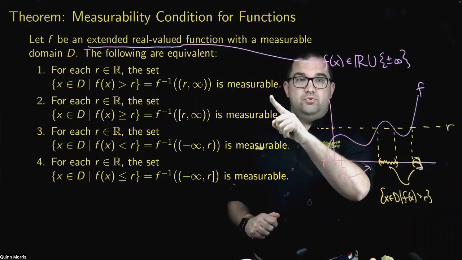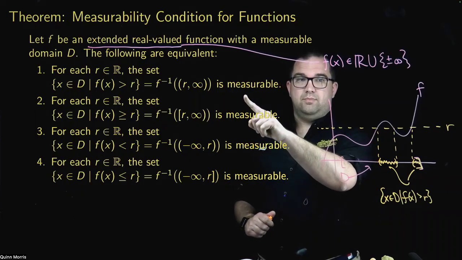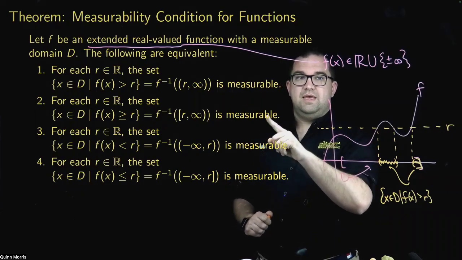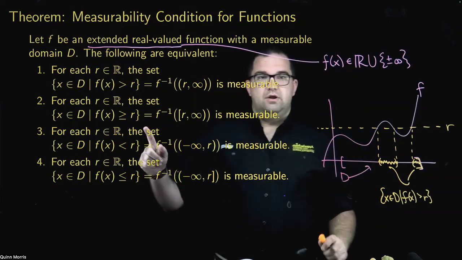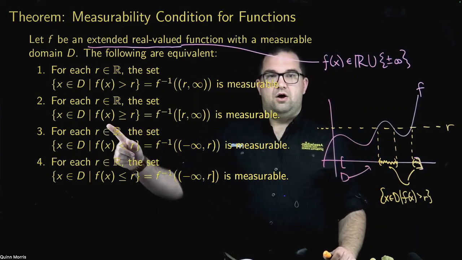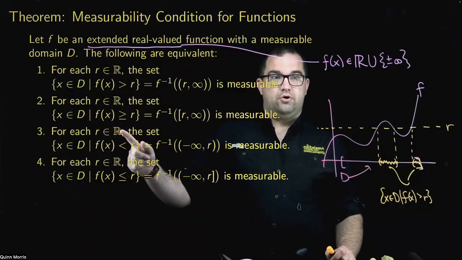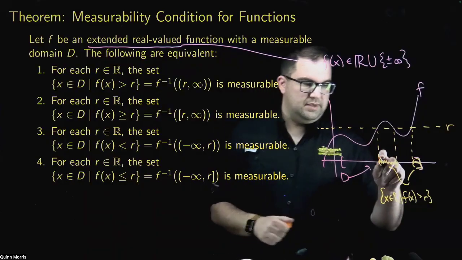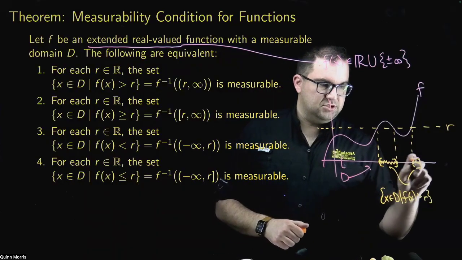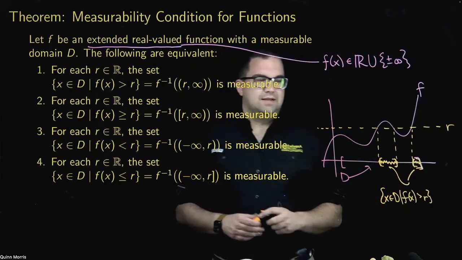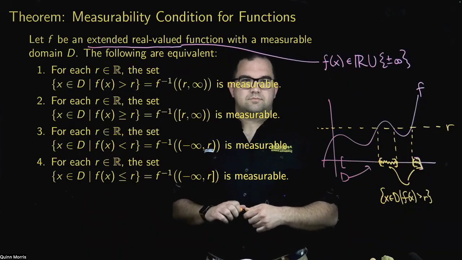So if it is true that each of these sets is measurable for every r, then it must be the case that for each r, the set of all x in the domain such that f of x is greater than or equal to r is measurable. So basically, if I come through here in this case and just put closed brackets on each of these intervals. Okay.